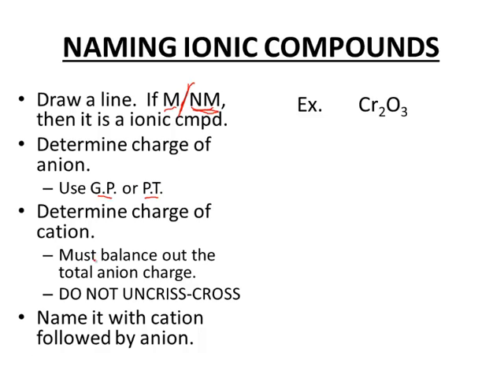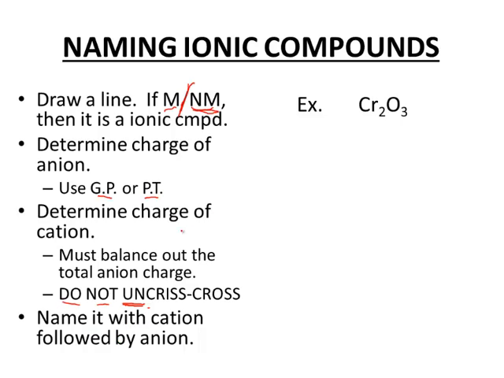Now the charge of the cation must balance out the total charge of the anion. Don't crisscross, or don't uncrisscross. So don't just take those numbers and move them back. It works part of the time, but it doesn't work all the time, so we don't want to get stuck in that pattern of uncrisscrossing the numbers like we just did. And then name it, with the cation followed by the anion.